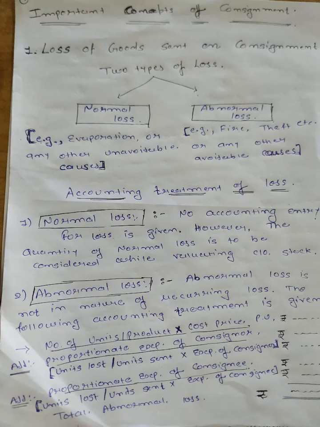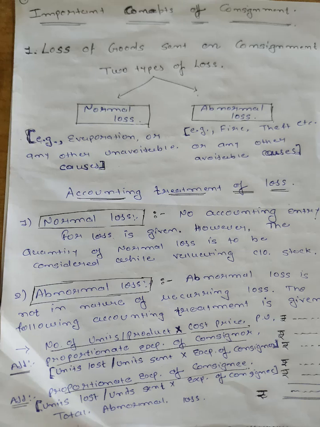Normal loss is uncontrollable. It cannot be controlled manually. For example, evaporation or any other unavoidable causes. And abnormal loss occurs due to manual error, for example fire, theft or any other avoidable causes. Second thing, normal loss is recurring. That means it will happen in the natural course of action. Or it is going to happen whenever you send the goods.